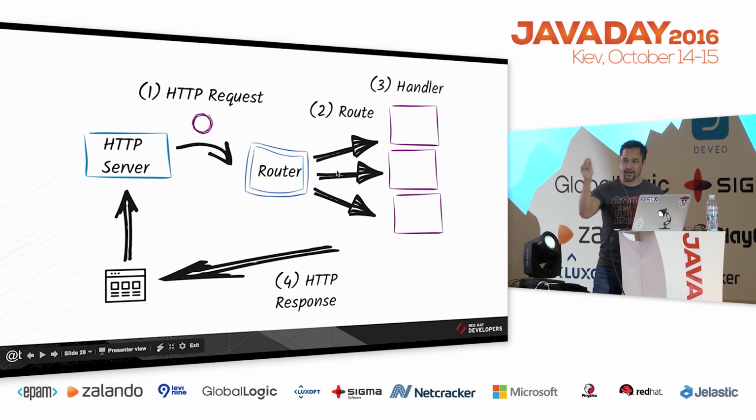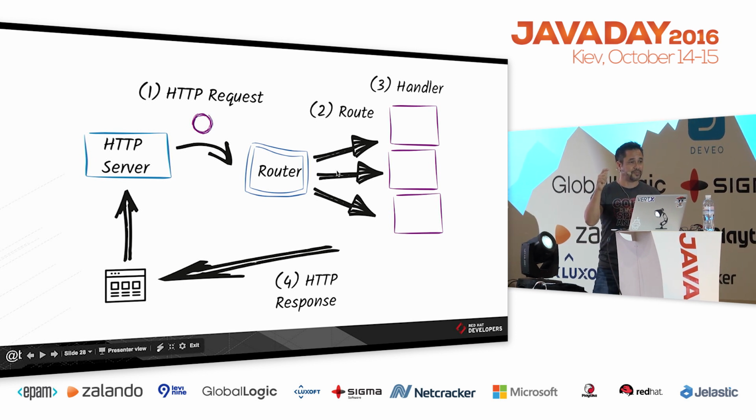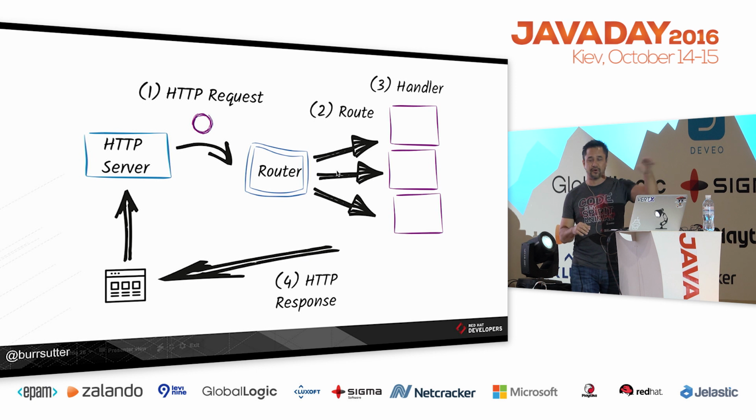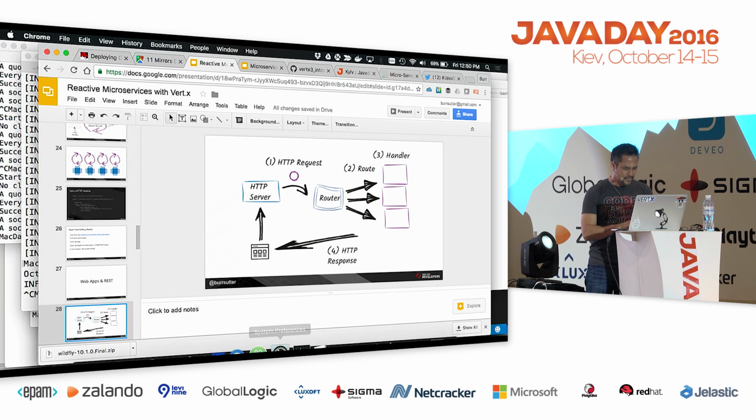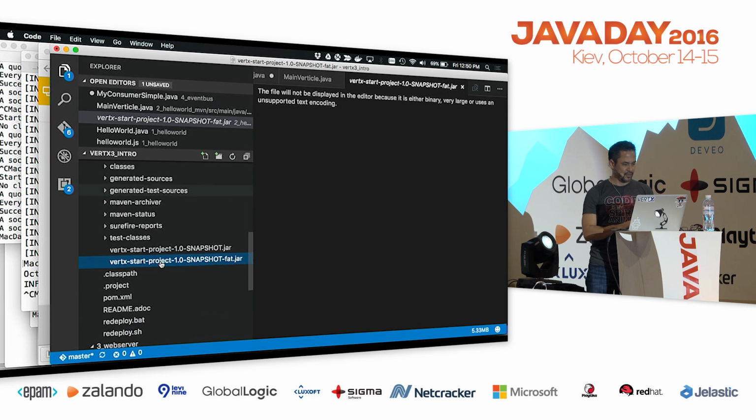You have your router, and the router is nice because you can say for GETs on this URL, or POSTs on this URL, or DELETEs on that URL, call this handler, and then, of course, it asynchronously responds back.